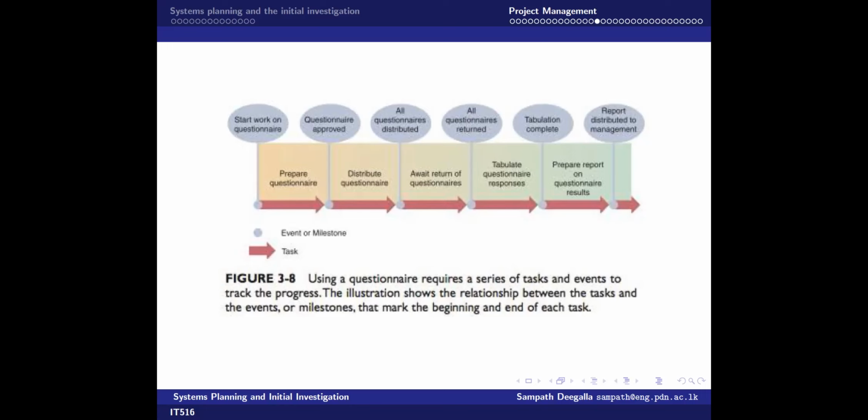And then the task you can see from the event. For example, preparing the questionnaire goes from the first two events. Then distributing the questionnaire comes on the second and third one, and so on.